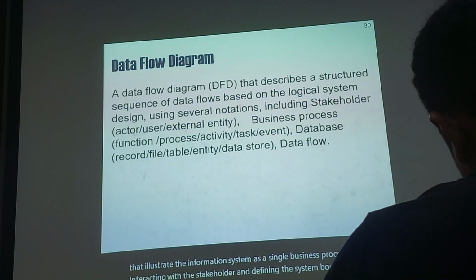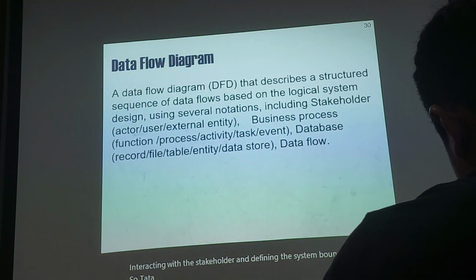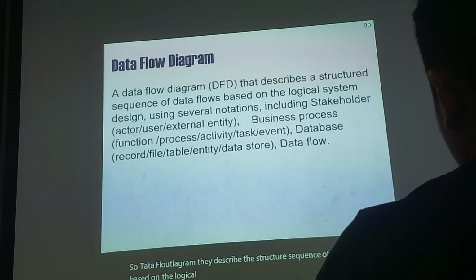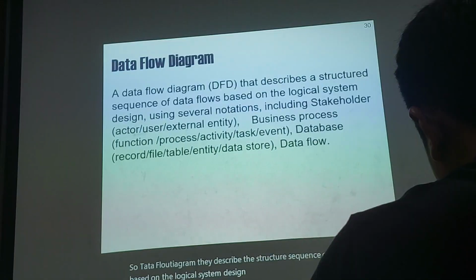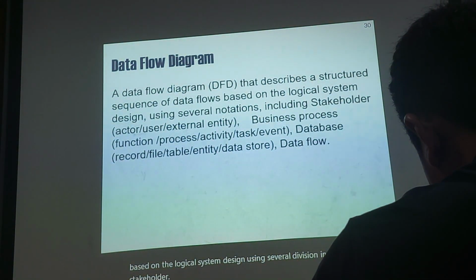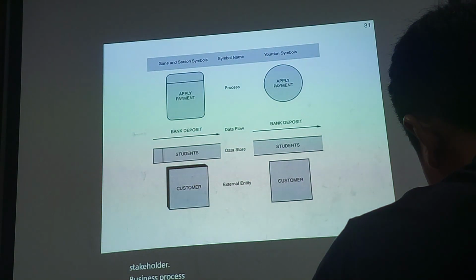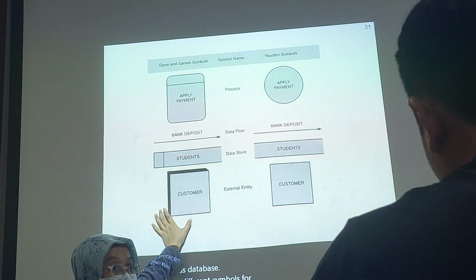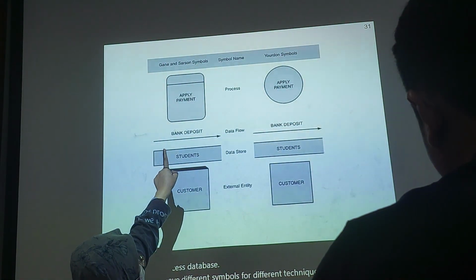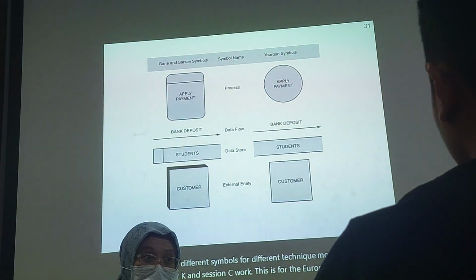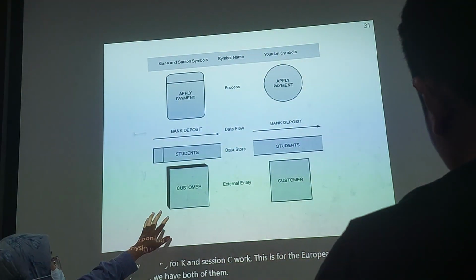The data flow diagram describes the structured sequence of data flow based on the logical system design using several elements including stakeholder, business process, and database. We have different symbols for different modeling techniques. The first one is the Gane and Sarson symbol. The other is for Yourdon. In Visio we have both of them. You can choose, but must be consistent.